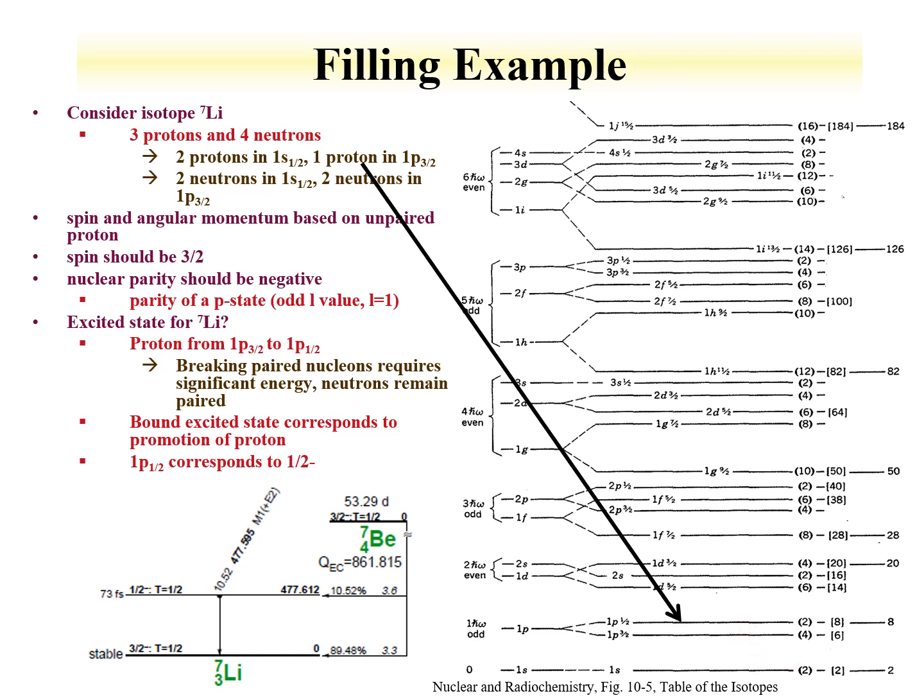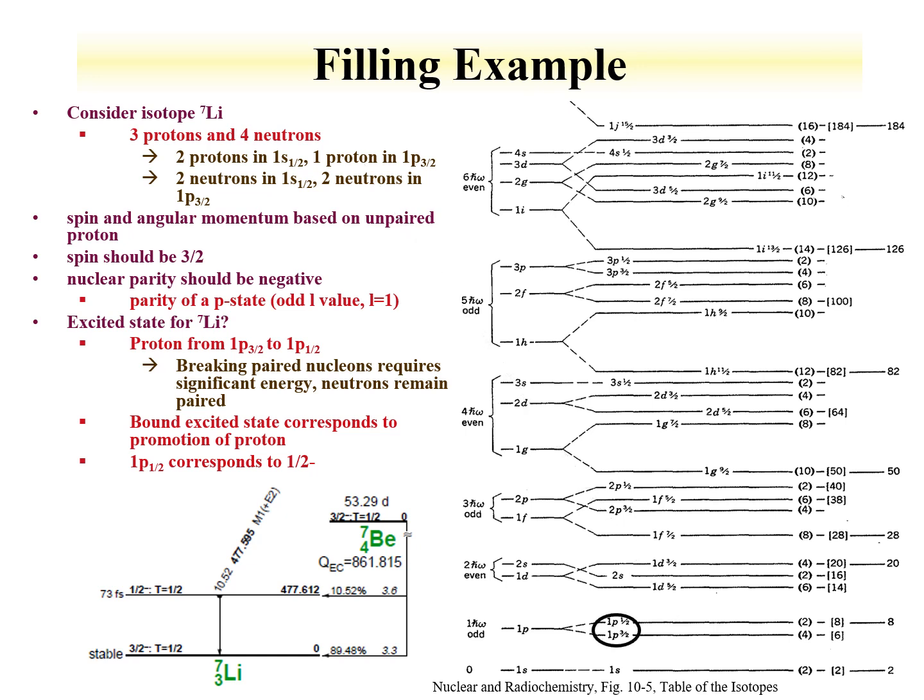So the spin and parity are based upon this unpaired proton. The spin, if it's 1p 3/2, the spin should be 3/2. The parity is based upon the p state. It has an L value of 1, so the parity is odd, so the parity is negative. And as we see, lithium-7 is 3/2 minus, as predicted from the shell model.